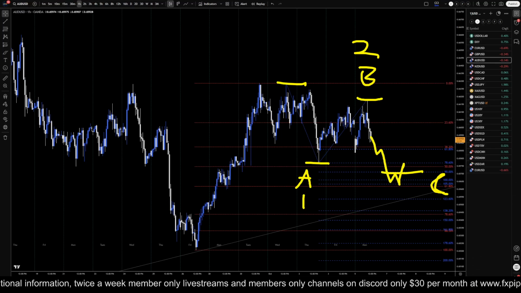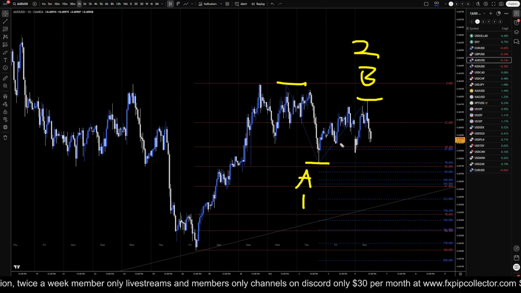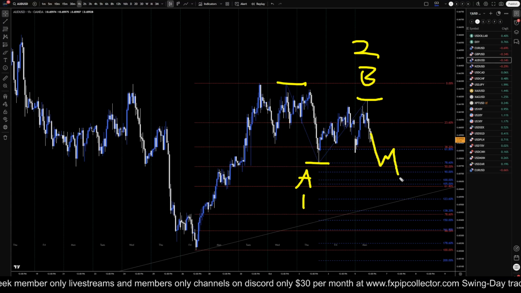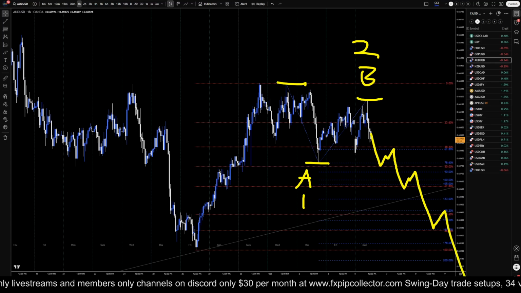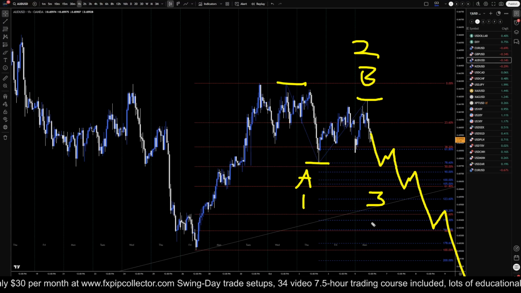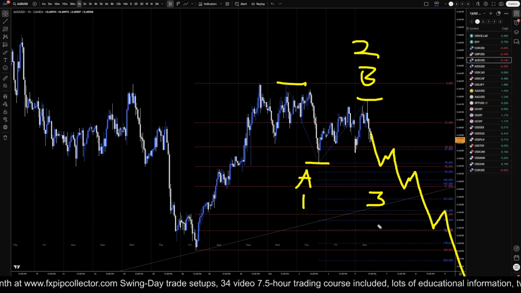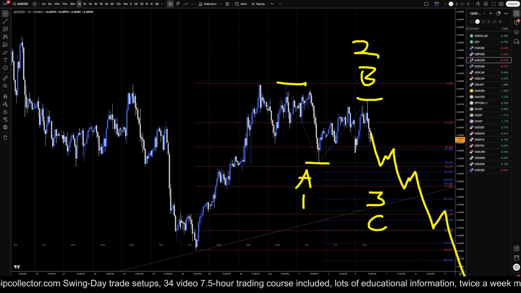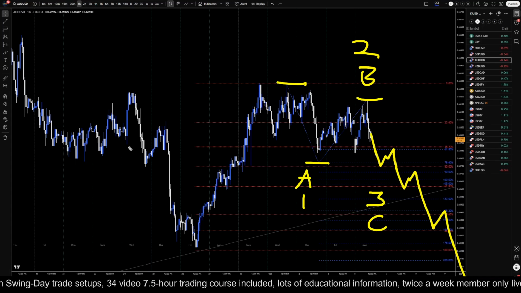On the other hand, if it's not a wave C, it would still probably bounce from these Fibonacci levels, but it would not make that break of structure, but instead it would continue to make lower lows, lower highs, because that's the price action you would expect to see in a wave 3. So, like I said, Fibonacci extension in these circumstances, when you're trying to figure out whether you're looking at a C or a 3, is definitely your best friend.